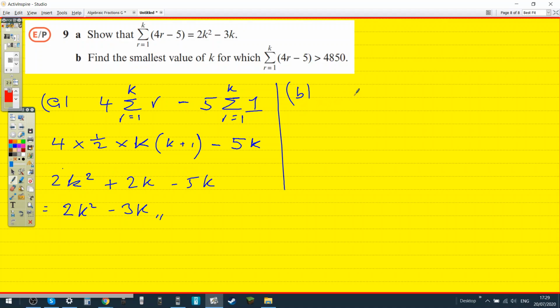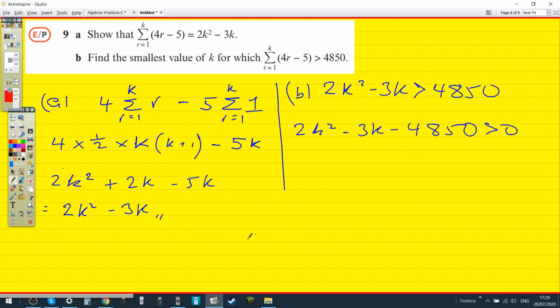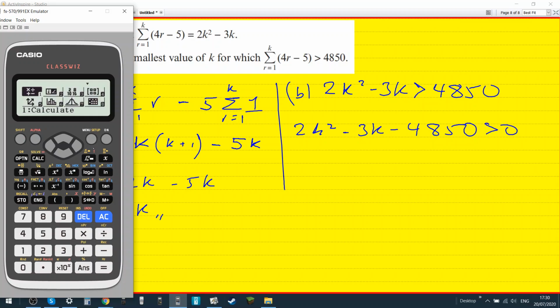So would that just be 2k squared minus 3k is greater than 4,850, and then you just solve for k. So just make it into a quadratic. Do you know how to solve quadratic inequalities? No, I would just do it in a calculator and then graph it. I got k is equal to 50 or minus 48.5. So if you graph that.